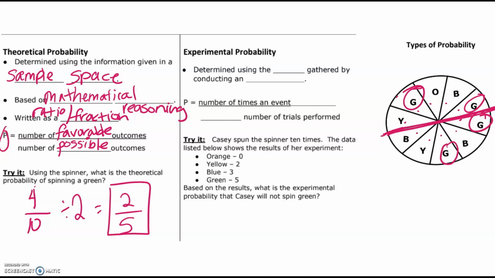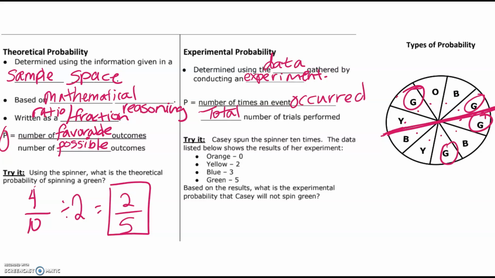It's determined using the data, so the data gathered by conducting an experiment. So we have actually done that in class already. An experiment. This one is P for probability still equals the number of times an event occurred over the total number of trials performed. So let's look at the try.